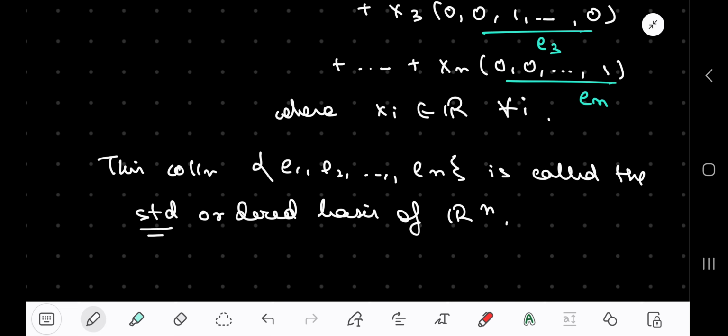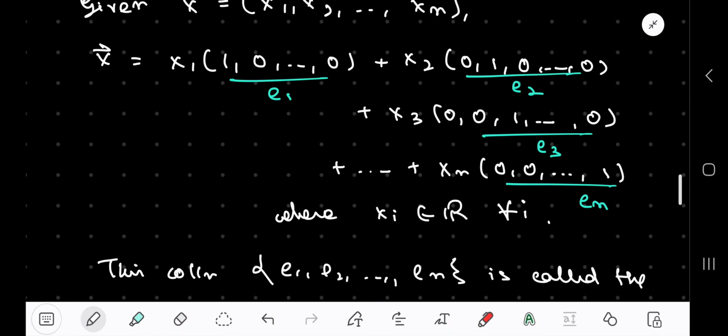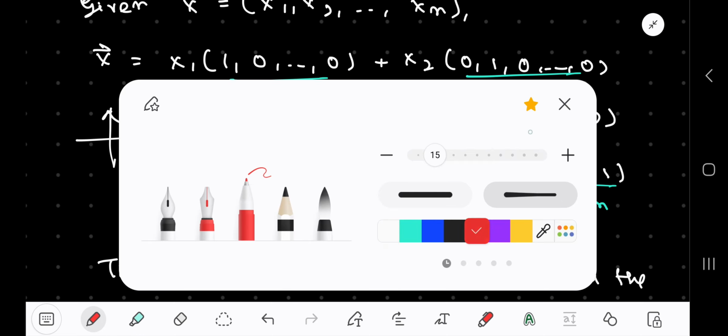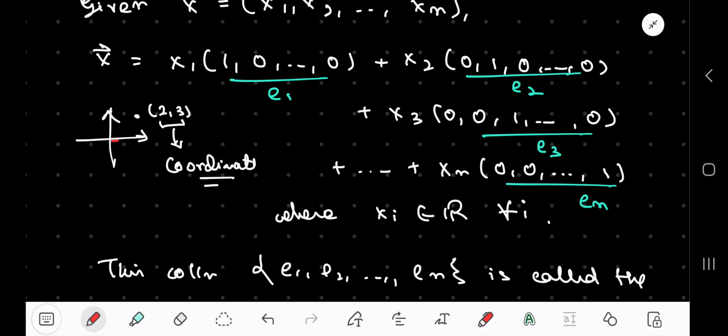Why is it called standard? It is called standard simply because, when we are in R2 for example, whenever we choose a point, we try to mention it as, suppose, (2, 3). This is what we call the coordinate. And how do we come up with this coordinate? We first check via the x axis how much distance it has from the origin along the x axis, and it comes out to be 2, and then we go up via the y axis and we check the distance.